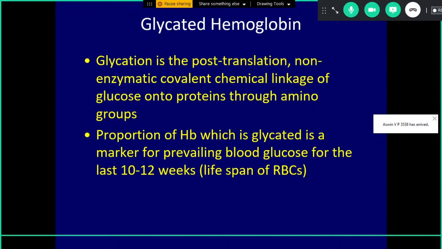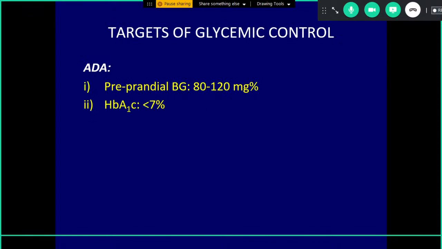So anemia, especially when there's a low turnover anemia, may have a falsely low value. A high turnover state may give you a falsely elevated value. If you have polycythemia because you're living, let's say, at a high altitude, you may get a falsely high glycosylated hemoglobin. So remember, it is not without its own limitations.